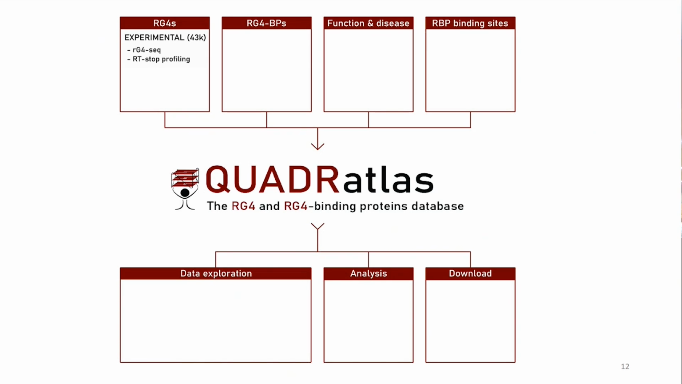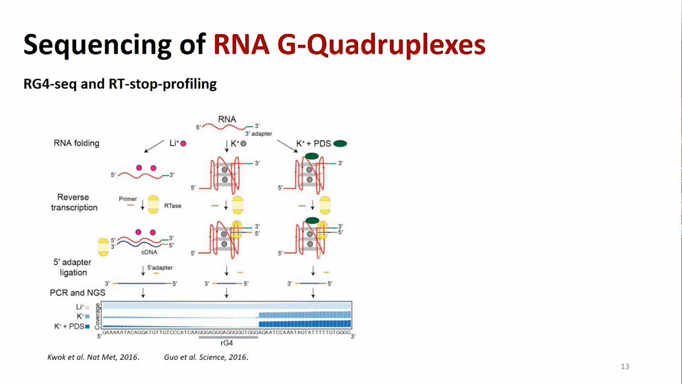So first, of course, we took RNA G-Quadruplex sequencing. I will explain how we can get experimental sequencing of RG4. Basically, in two different conditions, we have the lithium ions that unfold these structures and the K+ ions that stabilize the structure. So when we do the reverse transcription of the RNA, the reverse transcriptase is blocked in the structure, which gives short cDNAs, and then with the sequencing, you can find high coverage in 3' of the structure. So that's basically how you can sequence RG4s in the transcriptome.